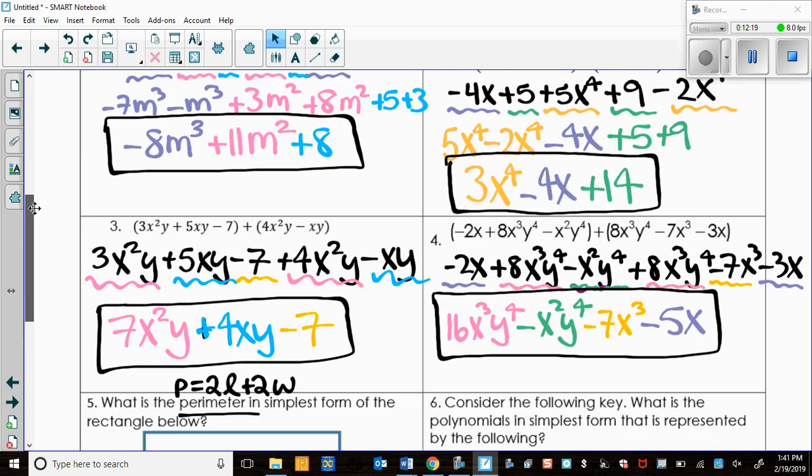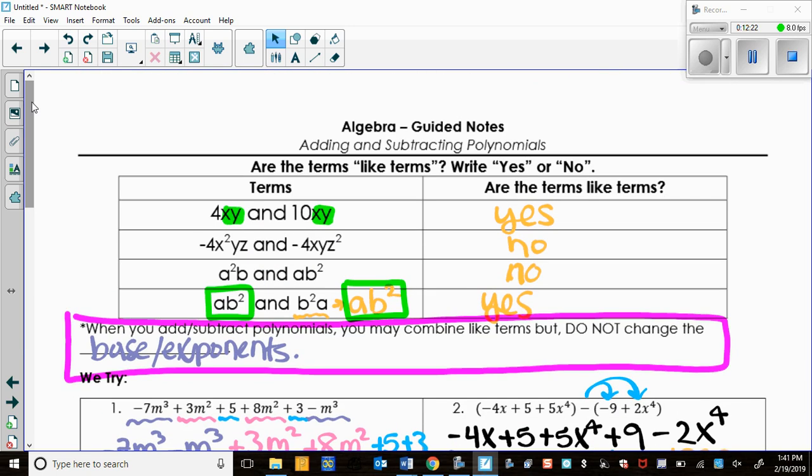So hopefully this video has enlightened you on how to add and subtract polynomials. Let me know if you have any questions. Make sure you only combine the coefficients of like terms, do not add the exponents. That only is when we're multiplying.